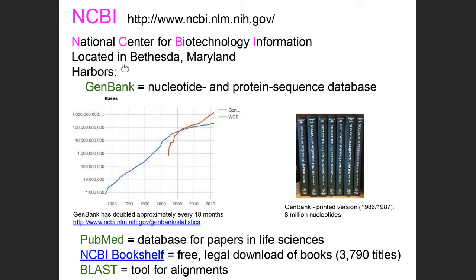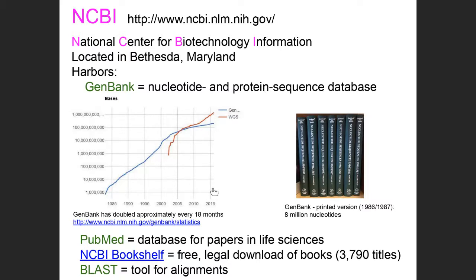So it's located in Bethesda, and it harbors what's called GenBank. It used to be a big deal to sequence DNA, now everybody can do that because technology is so much cheaper. But when people sequence DNA, they deposit it in that bank. So it's a database that is holding nucleotide and amino acid or protein sequence information.